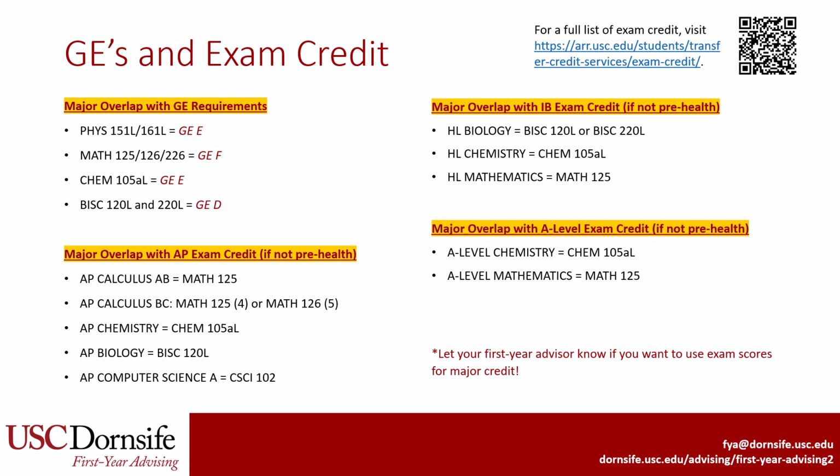already be completed. It is also possible to fulfill some of the major requirements with AP, IB, or A-level scores if you are not pre-health. If you are pre-health, you may not use exam scores to fulfill these requirements. Please note that AP and IB physics do not waive any of the physics requirements for any of the majors covered today. You can scan the QR code here to see a full list of exam credit.